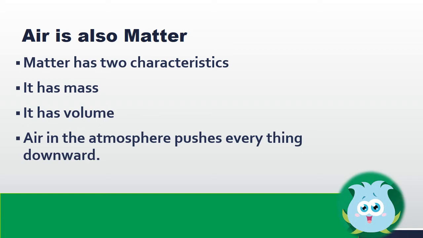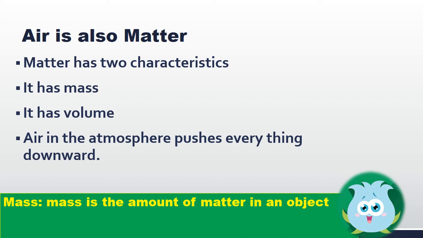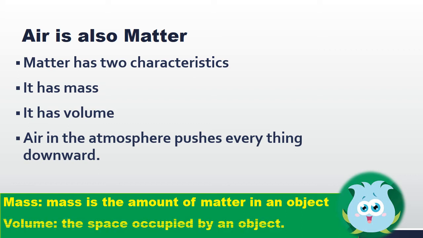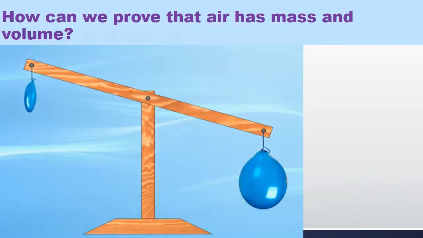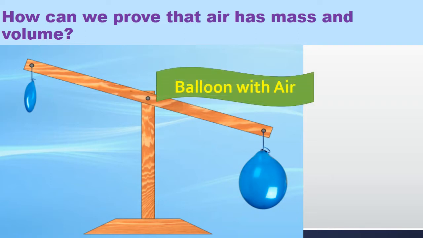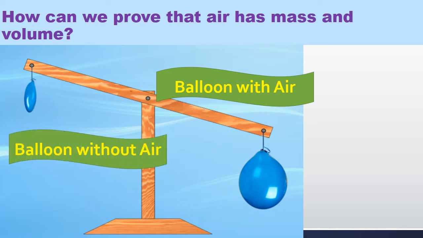From lecture 1, we also came to know that mass is the amount of matter in an object and volume is the space occupied by an object. How can we prove that air has mass and volume? Let's perform a simple activity for this. Take a rod, tie an inflated balloon on one end of the rod and a deflated balloon on the opposite end. Let this rod rest on some balancing support. What you will observe is that the end of the rod with the inflated balloon will bend downward.